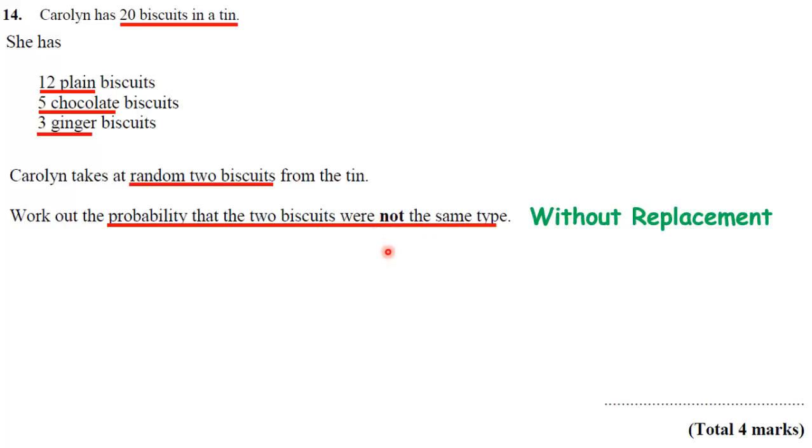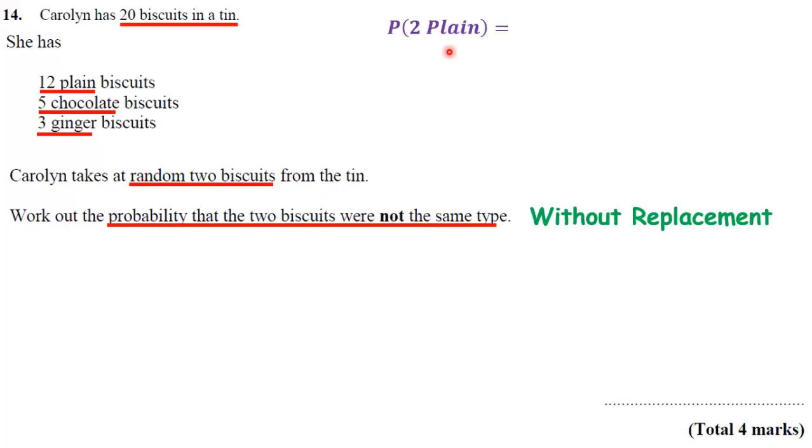Now I could draw a tree diagram for this. However, I'm going to use a technique which doesn't require tree diagrams. I'm going to work out the probability that they're all the same, so picking 2 plain biscuits, 2 chocolate biscuits, and 2 ginger biscuits, and then I'm going to take that away from 1 to work out the probability that they're not the same. So let's do that first.